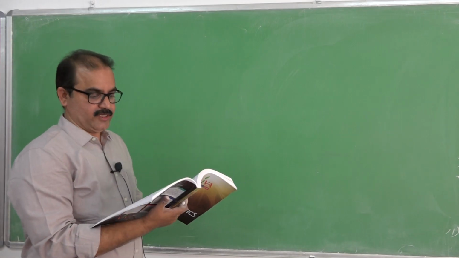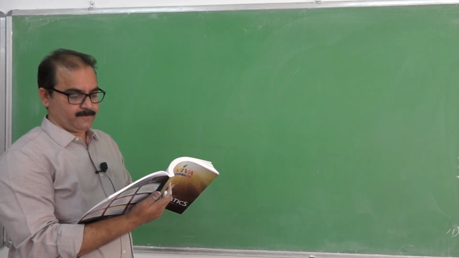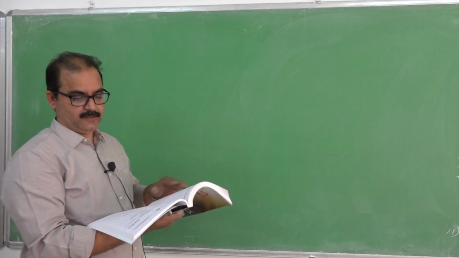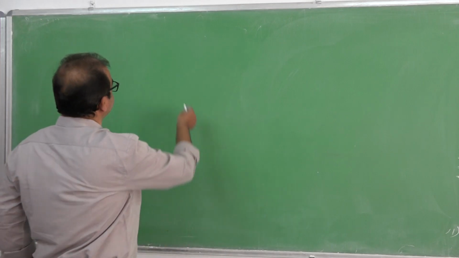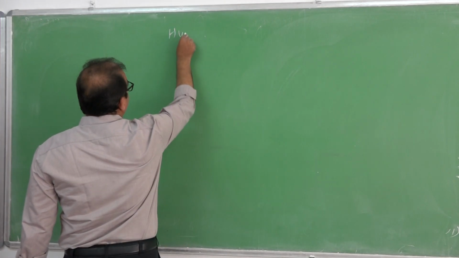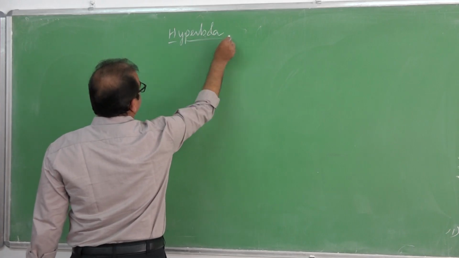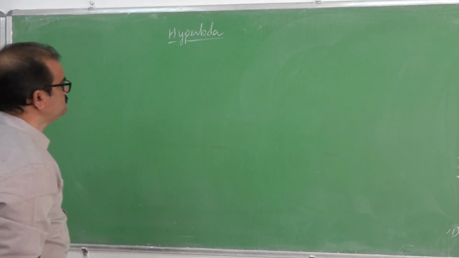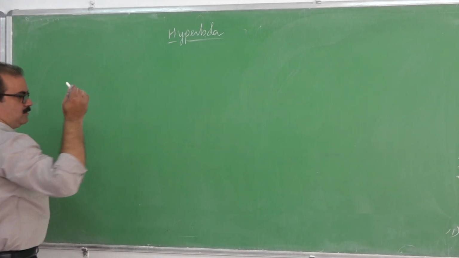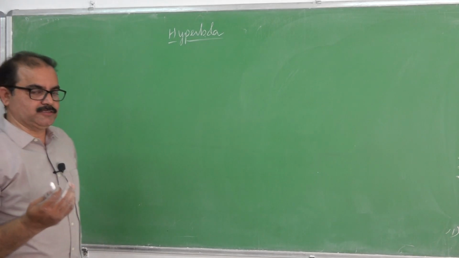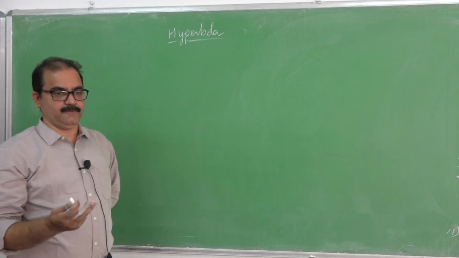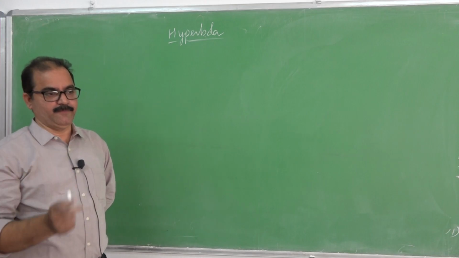Now we are going to start the next topic, hyperbola. Hyperbola. Generally there are three types of conics: parabola, ellipse, hyperbola.